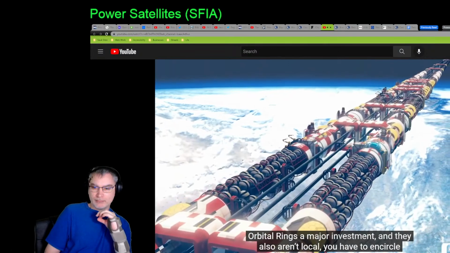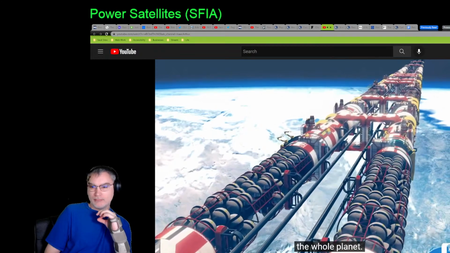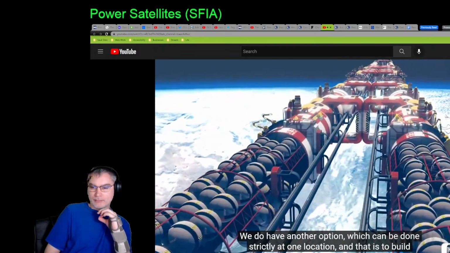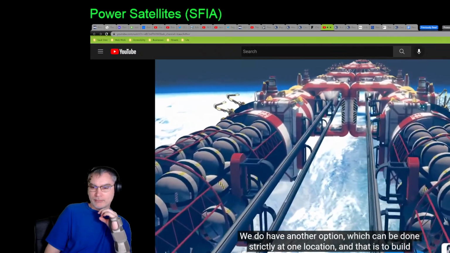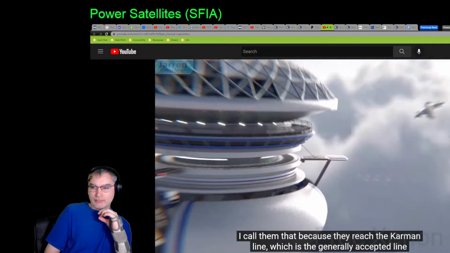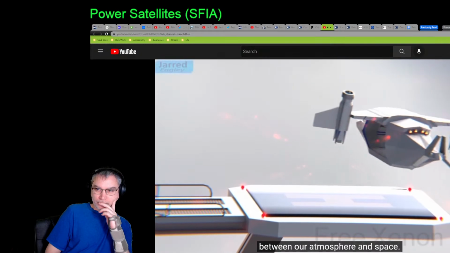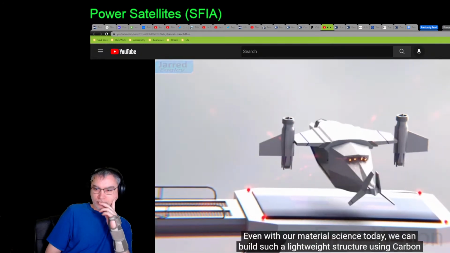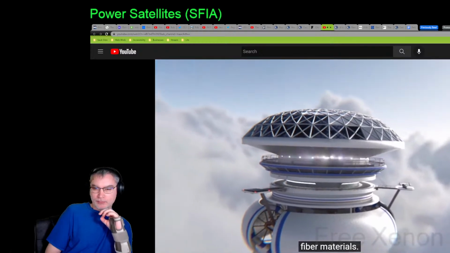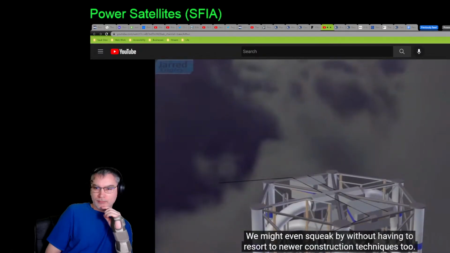Orbital rings are a major investment, and they also aren't local. You have to encircle the whole planet. We do have another option, which can be done strictly at one location, and that is to build Kármán space towers. I call them that because they reach the Kármán line, which is the generally accepted line between our atmosphere and space. Even with our material science today, we can build such a lightweight structure using carbon fiber materials. We might even squeak by without having to resort to newer construction techniques too.